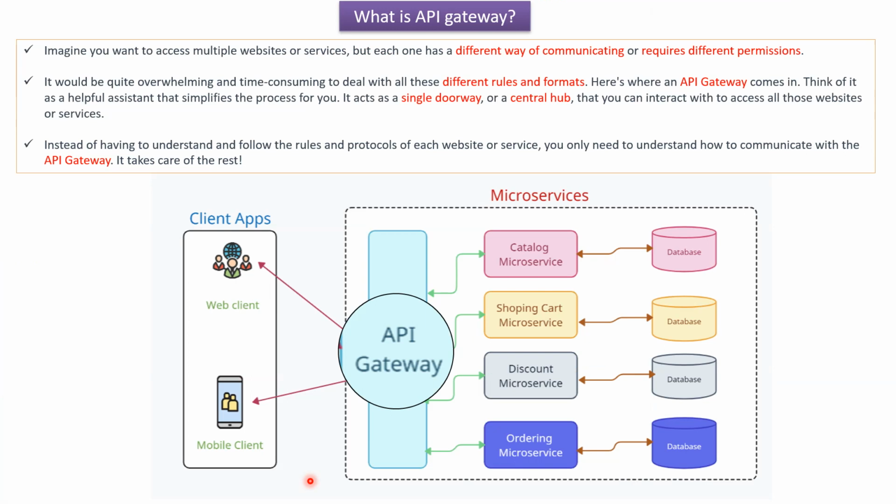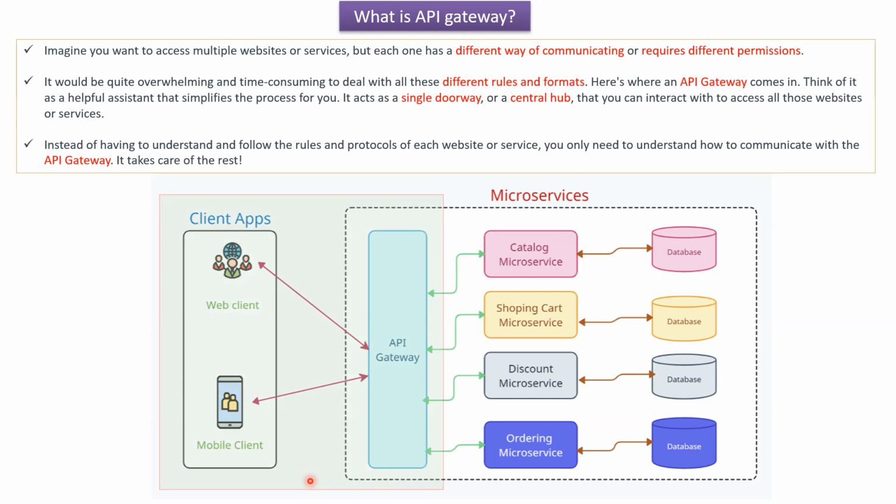An API gateway is a helpful assistant that simplifies the process for you. An API gateway acts as a single doorway or a central hub that you can interact with to access all those websites or services. Instead of having to understand and follow the rules and protocols of each website or service, you only need to understand how to communicate with the API gateway, and the API gateway takes care of the rest.